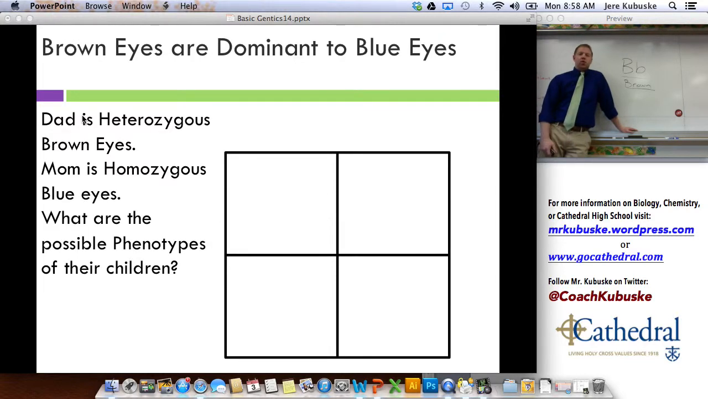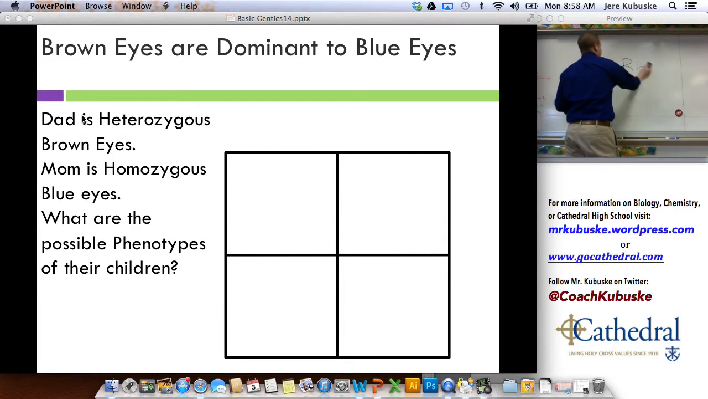So we'll do one more example here together. These are going to be the ways that you're going to be asked these questions. You're going to be given a little bit of family history, and you're going to have to determine the information about the family from that. So I've got dad that's heterozygous. Well, what does that tell me about dad? If brown eyes is dominant to blue, that means dad has to be a big B and a little b.